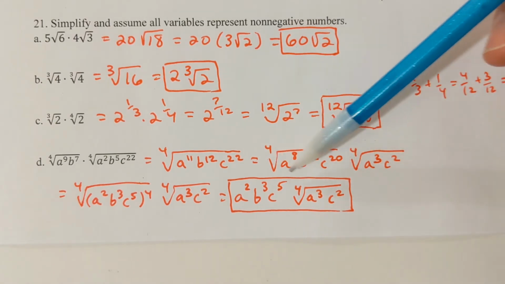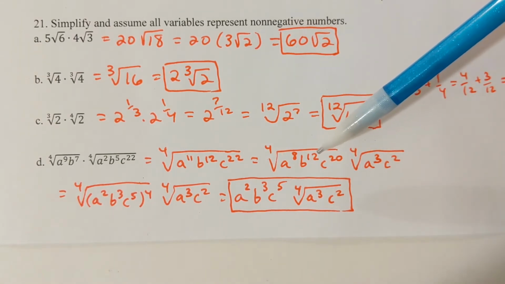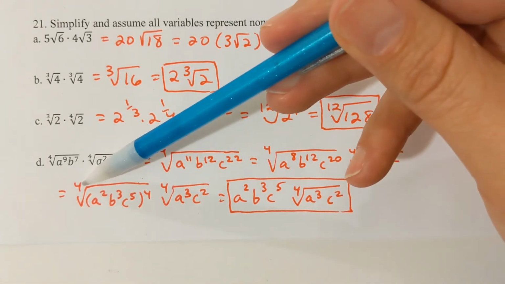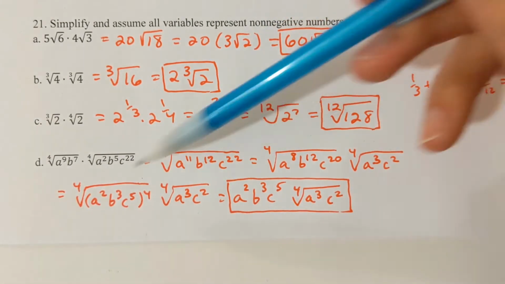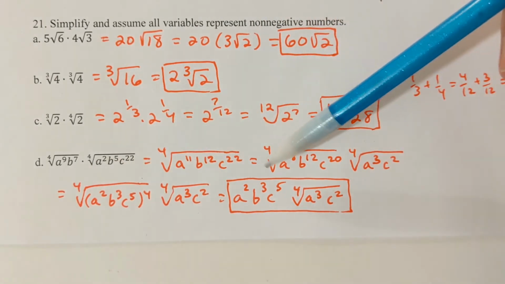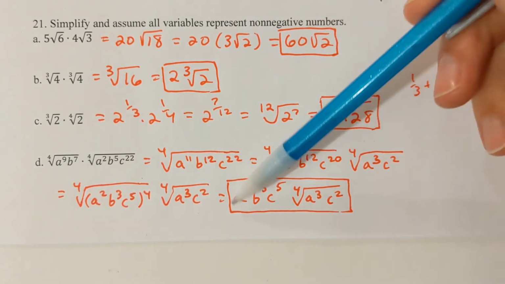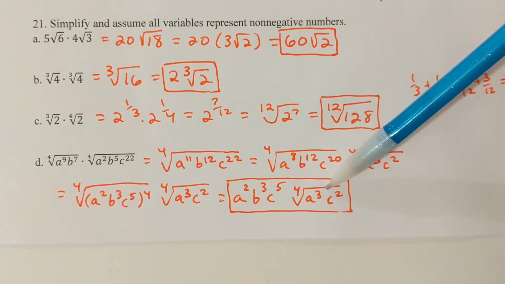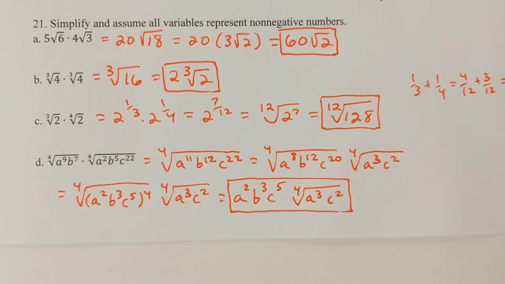Okay, now the things in this first radical I know the fourth root of. I've rewritten this so that I've got the fourth root of something raised to the fourth power. The index and the power of 4 can go away. And so I'm looking at A squared B cubed C to the fifth times the fourth root of A cubed C squared then as my answer.